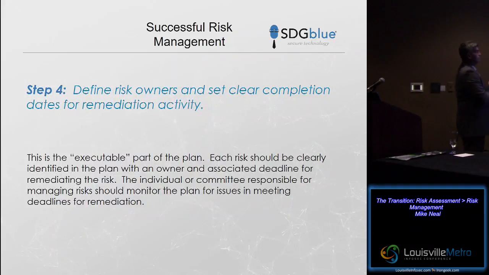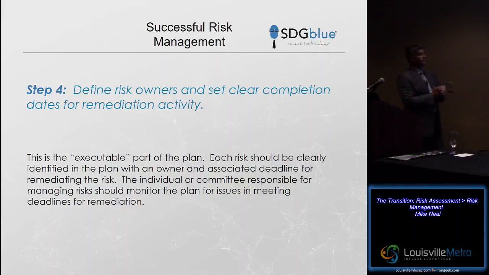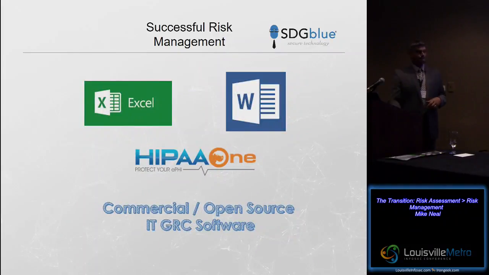Step 4, define risk owners and set clear completion dates for remediation activity. This is the executable part of the plan. I have to know if a remediation, an avoidance of risk, an acceptance of risk, or a transfer of risk needs to happen to manage that particular risk. I need to know who owns that. Because I have to hold someone responsible, otherwise I can't manage that. That's the case with any kind of management, but in this case, managing risk, we have to know who's responsible, and make sure that person meets the deadlines for getting that done.